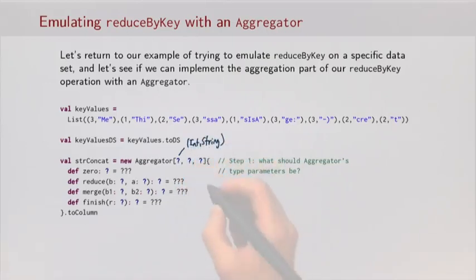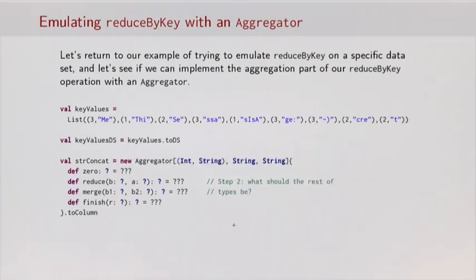And we know that the output type is going to be a string. Since these are pretty simple data types, the buffer value can also be a string, because we're just going to be concatenating strings together inside of this aggregator. Okay, so first step is complete. Our input type is pair int string, and then our buffer type is string, and our output type is string. Great. Now we have to fill in the rest of the types.